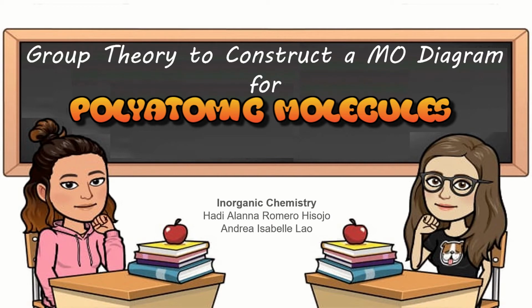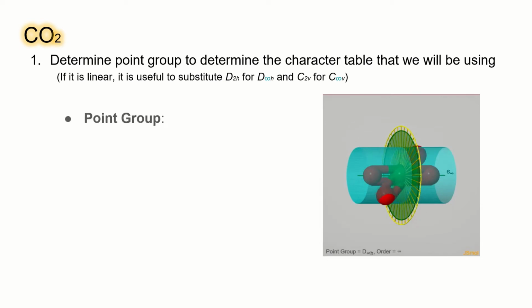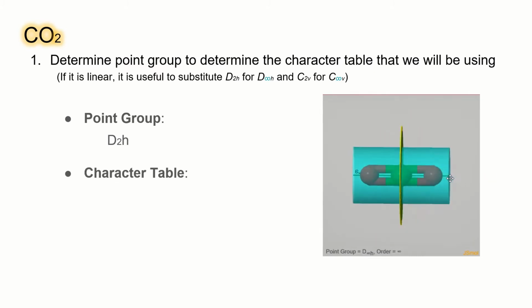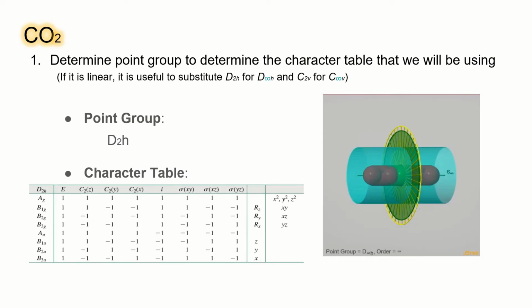Hello, welcome to our video on how to construct an MO diagram for polyatomic molecules. To start, we'll learn how to do an easy MO diagram for a linear polyatomic molecule, which will be CO2. We first need to find the symmetry of the molecule, which in this case is D∞h. But since the molecule is linear, for practicality we can substitute the D∞h with D2h. Once we know the symmetry, we can find out which character table we need to use.